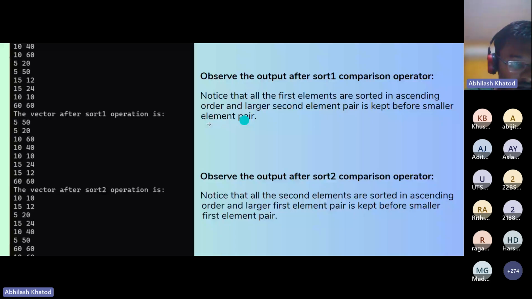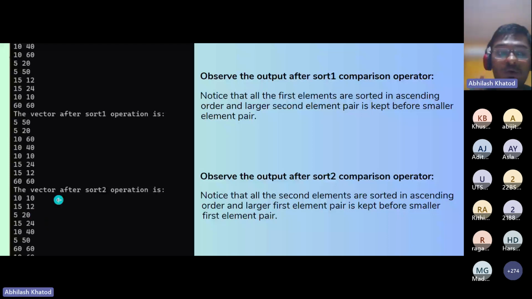Here, as you can see, the first elements are in ascending order. But just compare, if the first elements of the two pairs are same, that is 10 10, then compare the second elements. What the code does is keeps the greater value above. That's what we are trying to do, right? In the previous code, what it was doing is keeping both in ascending order. But what we thought of, can we do it in descending? Yes, we did it. 60 is kept above 40.